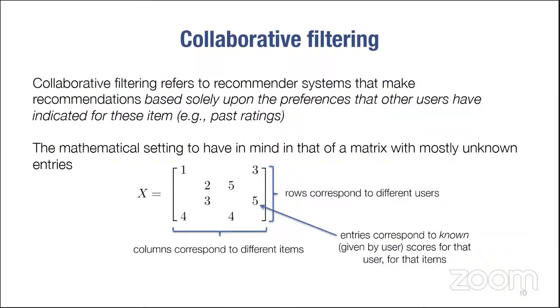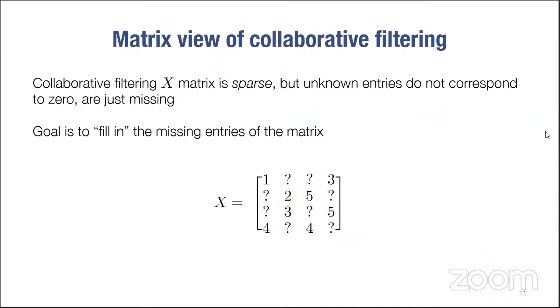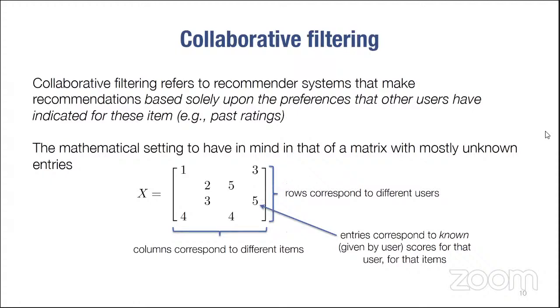Sorry, can you go over the matrix again? Right. So this is a better one. You have this matrix here. The rows are the users, and the columns are the movies. And those numbers are the score, or the rating, that that specific user has given to a particular movie.